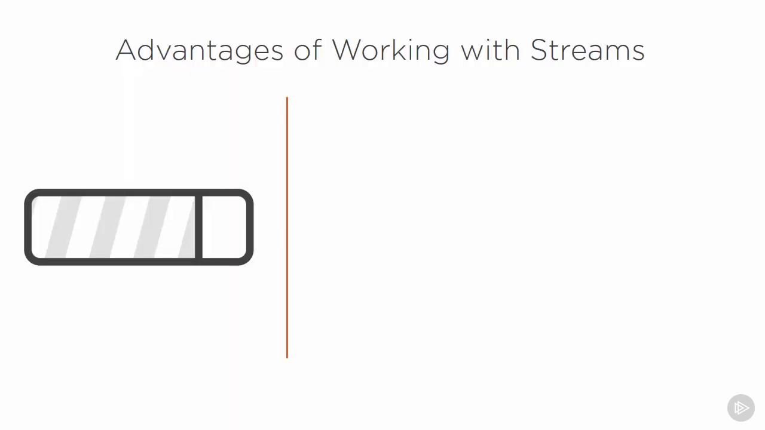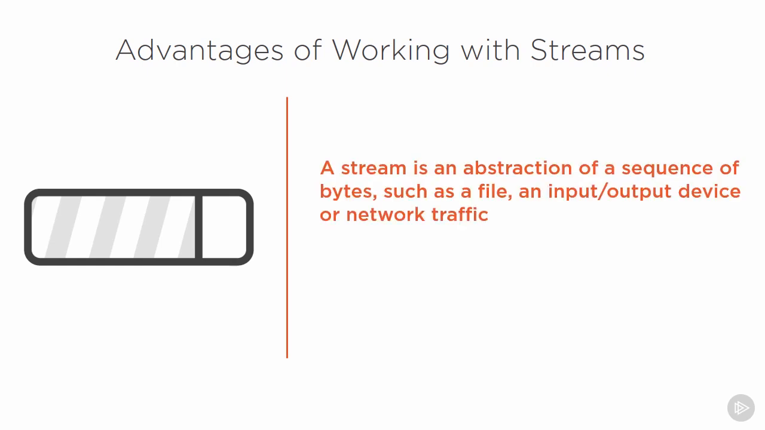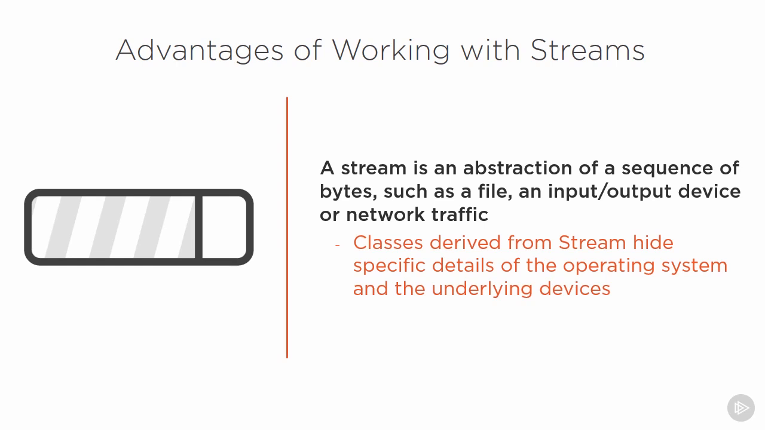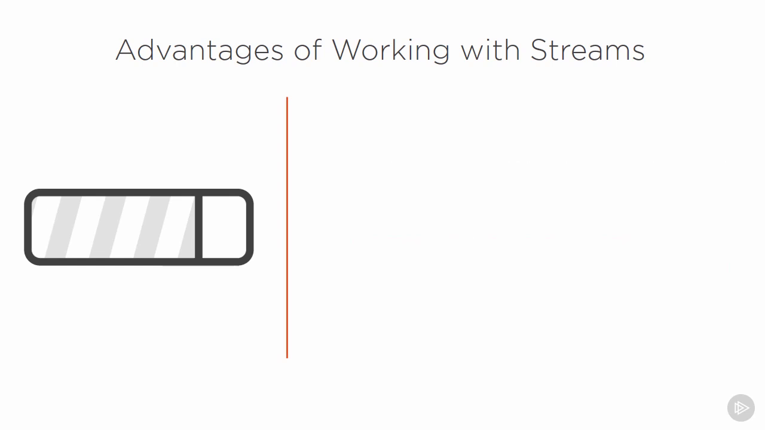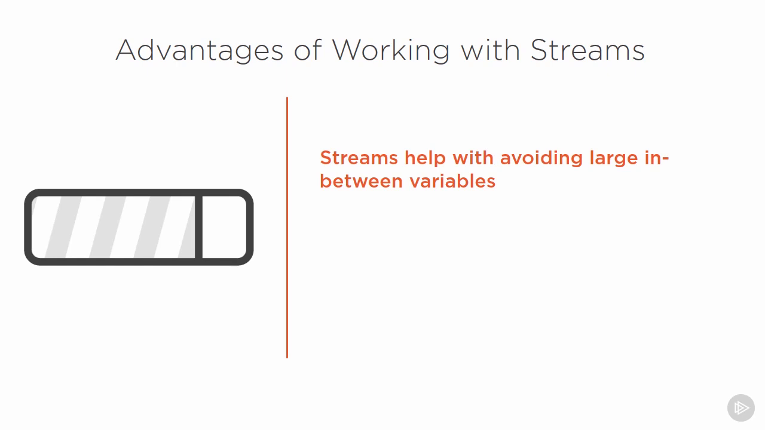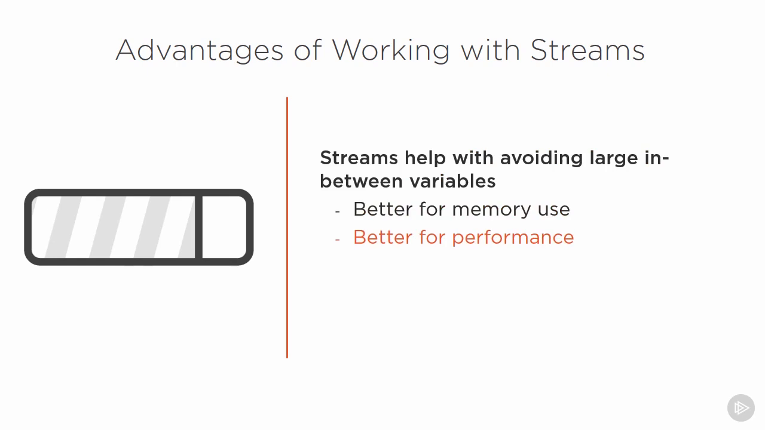What is a stream? It's an abstraction of a sequence of bytes, such as a file, an input-output device, or network traffic. The stream class and its derived classes provide a generic view of these different types of input and output. Like that, it isolates us from the specific details of the operating system and the underlying devices. Important is that we can read from and write to such a stream, depending on the type, when dealing with network traffic and within memory objects. Like that, we don't have to use temporary in-between variables that increase memory use and can hurt performance.